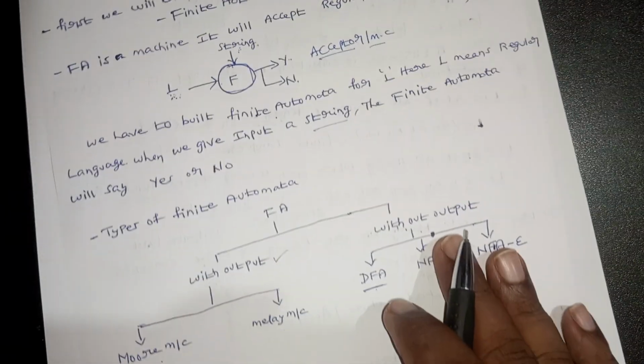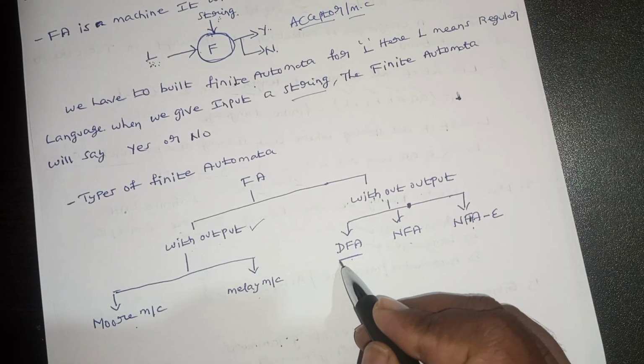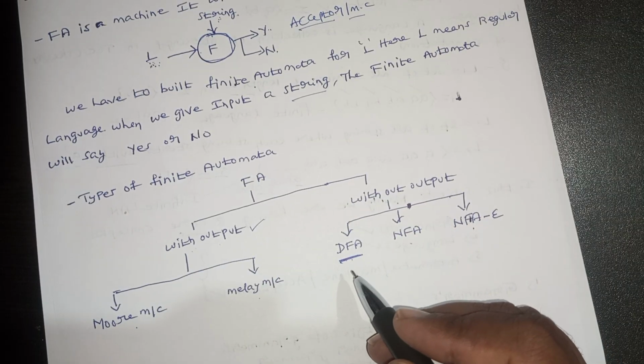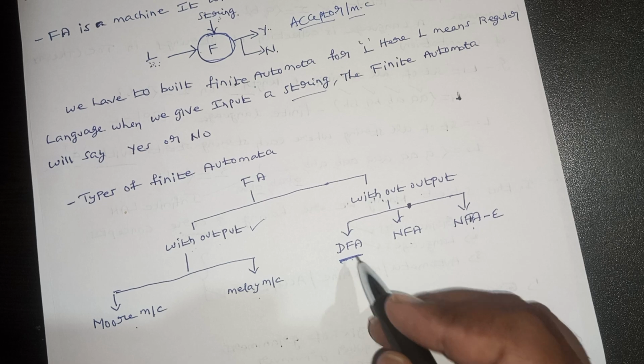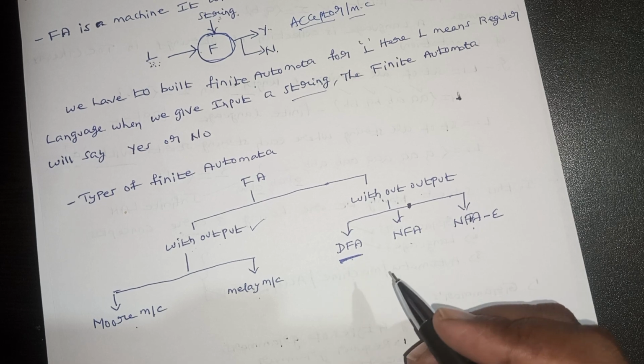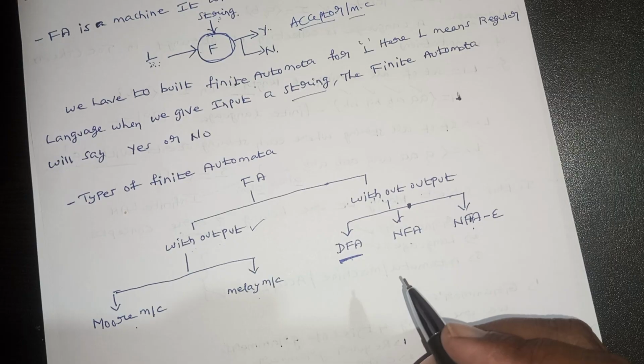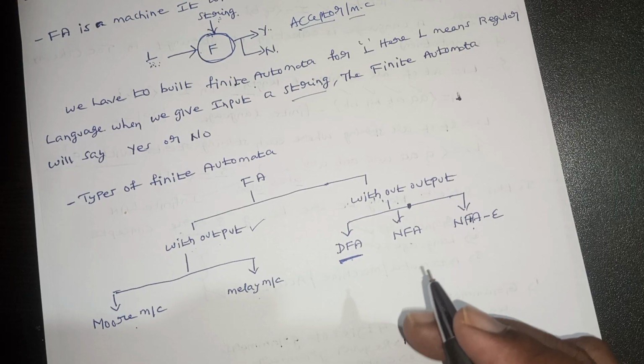So in the next video we'll take some problems on the DFA. What is a DFA? What are the properties of a DFA? Everything we'll see in the next video. So this is the introduction to automata theory, or theory of computation, or the FLAT subject.